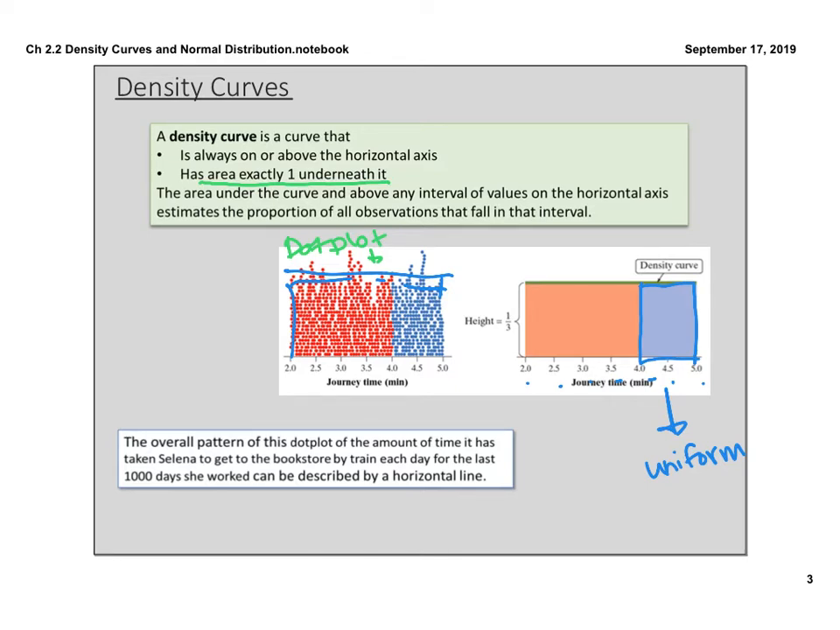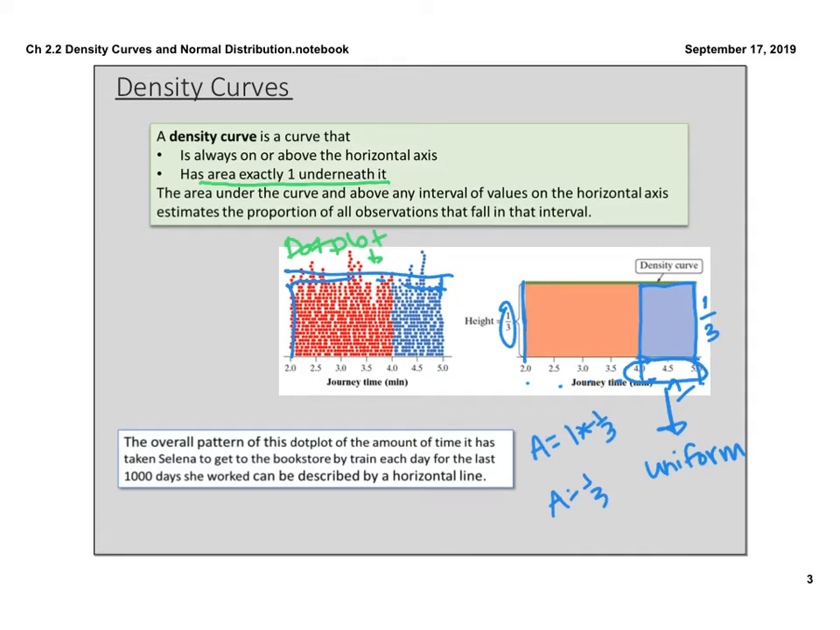And you know that the total area is 1. But the height of this curve is 1/3. So I know that over here I'm also at 1/3 because it's a uniform distribution. And here I went from 4 to 5, which is 1. So I'd have area equals 1 times 1/3, which is just area equals 1/3. So a third of the time, she waits from 4 to 5 minutes, okay?